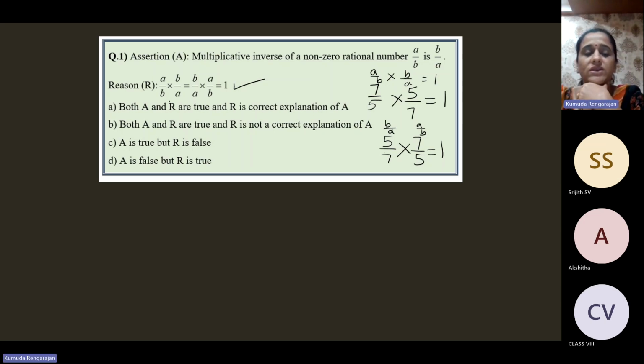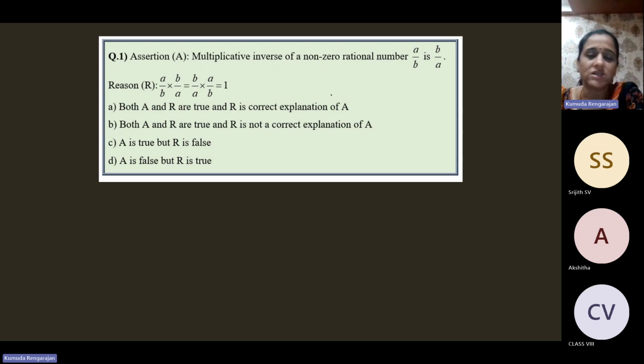The reason statement says that the product of a rational number and its multiplicative inverse is 1. And the assertion statement says the multiplicative inverse of a rational number A by B is B by A. This is true. This is also true. And the reason statement is related to the assertion statement. Both are about the multiplicative inverse. So the correct option is A and R are true, and R is the correct explanation for A.